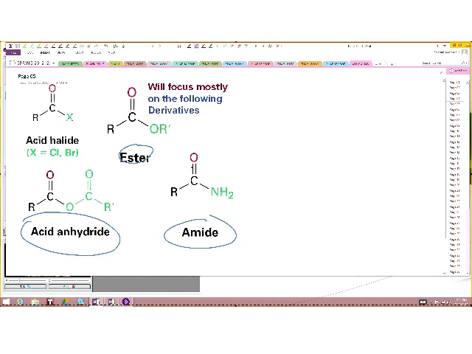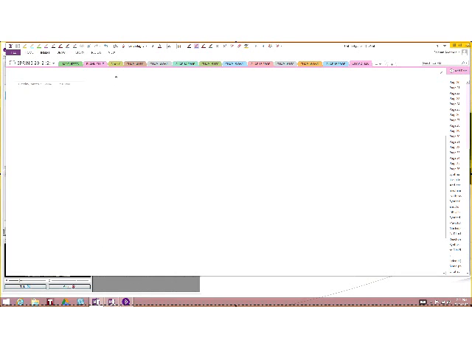So what I want to do at this point is go straight to the synthesis of these compounds. Fortunately, some of them we've already synthesized before, so this will be a review for most of you. While I do the synthesis, I will also give you the nomenclature. So let us start with the synthesis of carboxylic acid derivatives.